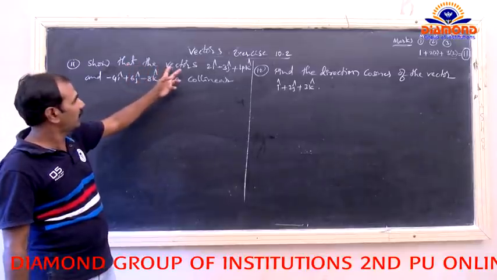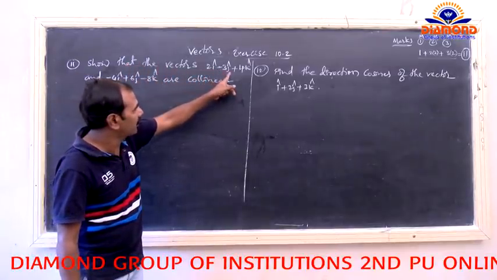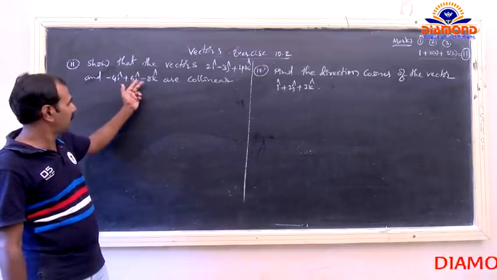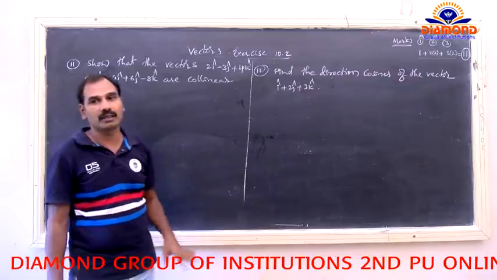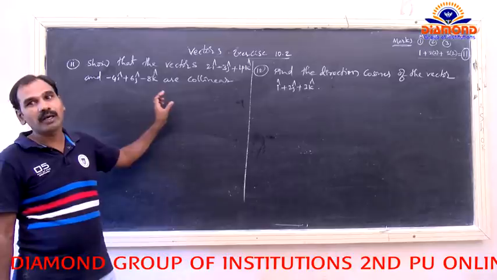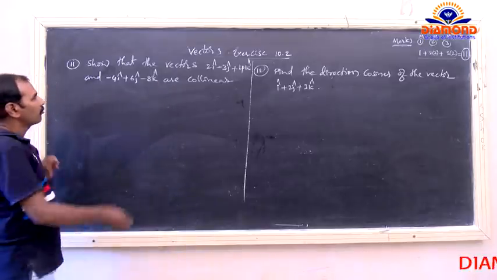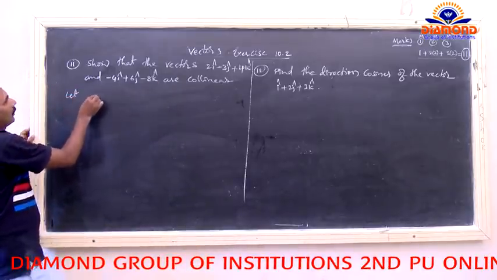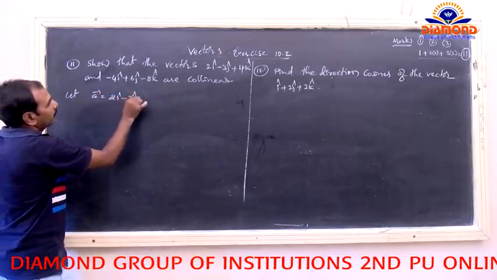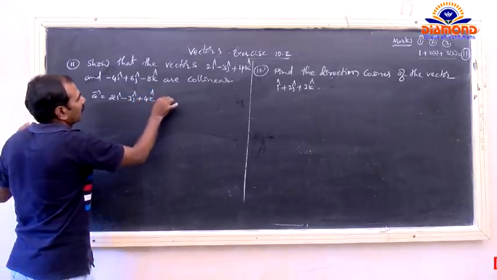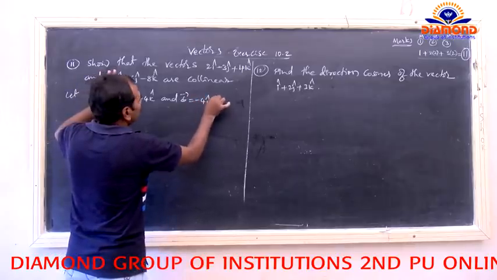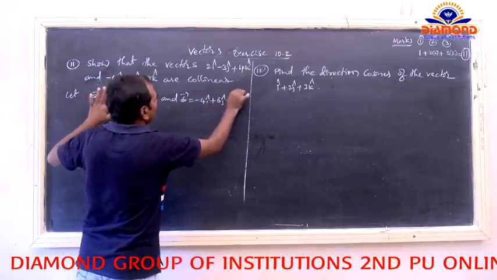11th, exercise 10.2. Show that the vectors 2 i cap minus 3 j cap plus 4 k cap and minus 4 i cap plus 6 j cap minus 8 k cap are collinear. Collinear means, you know already, b bar equal to lambda a bar. So let a bar equal to the first vector 2 i cap minus 3 j cap plus 4 k cap and b bar equal to minus 4 i cap plus 6 j cap minus 8 k cap.